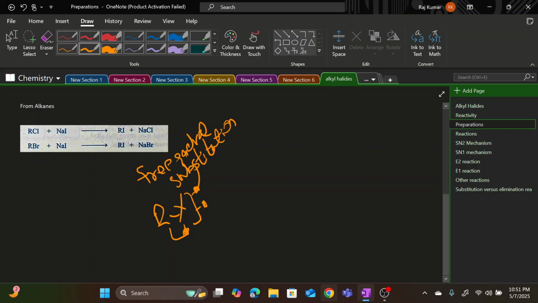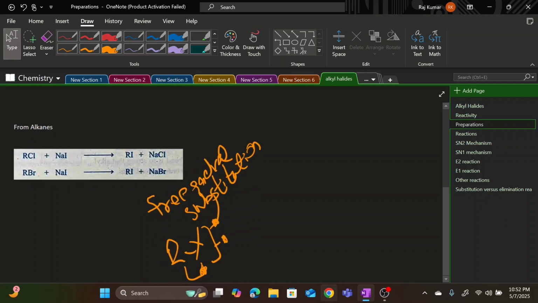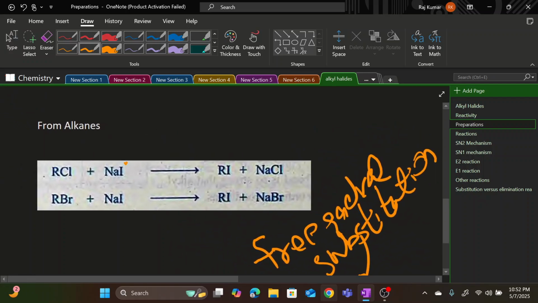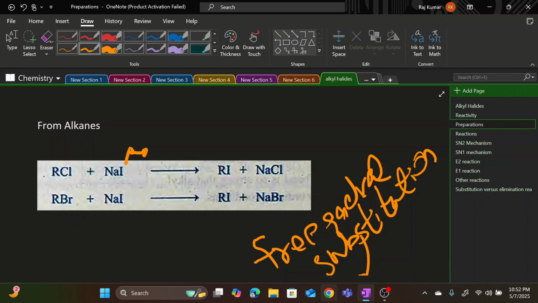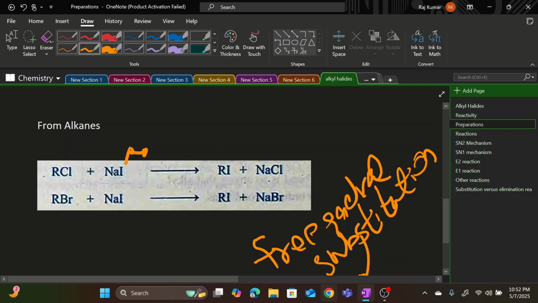Instead of monohaloalkanes, we sometimes get dihaloalkane, trihaloalkane, tetrahaloalkane. So that can be a problem as well, such that there is no guarantee that 100% pure alkyl halide will be found. And second, this one is pretty important, because it's important to obtain alkyl iodide. Basically, alkyl iodide is not obtained easily with the help of free radical substitution.